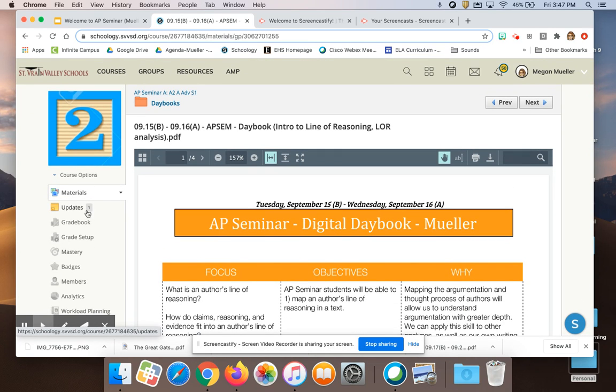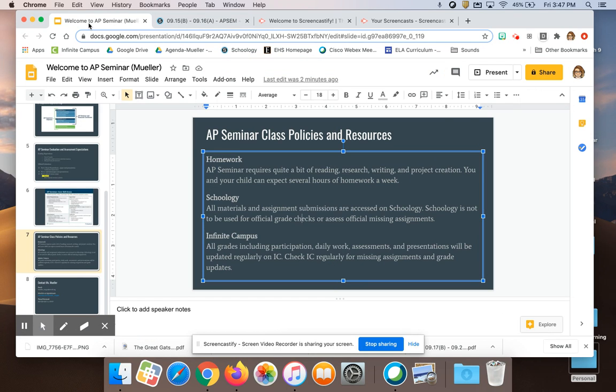In order to turn in daybooks, students will need to have their Google Drive and their Notability account synced. I am working with students currently to ensure that Notability and Google Drive are syncing as they should.